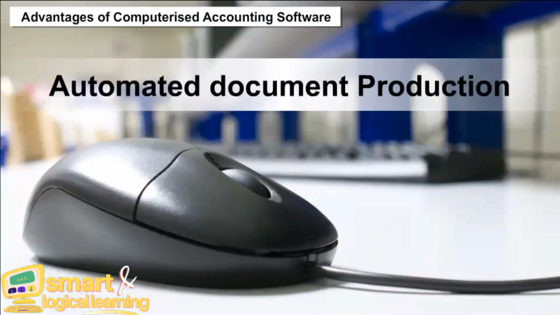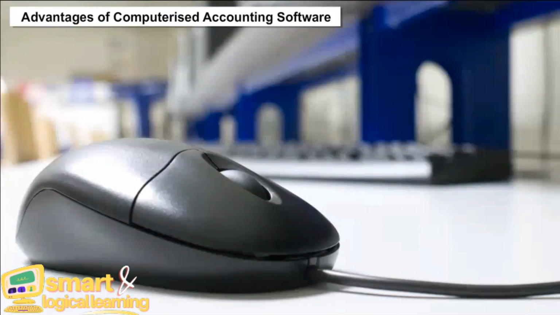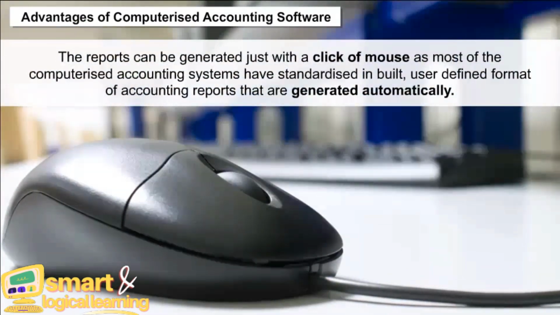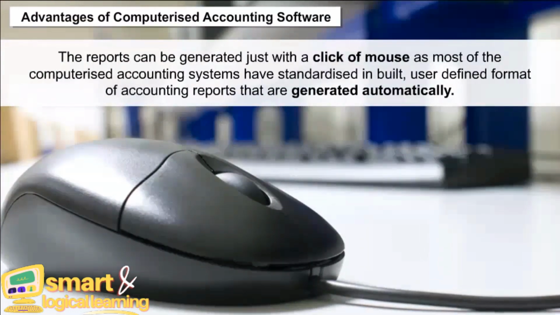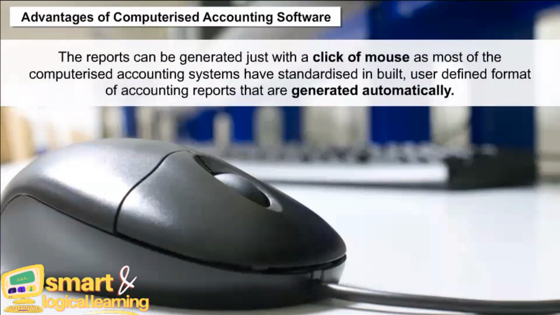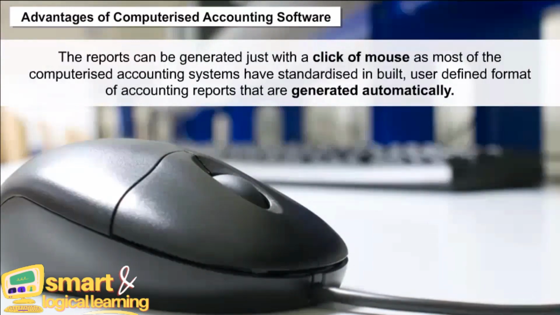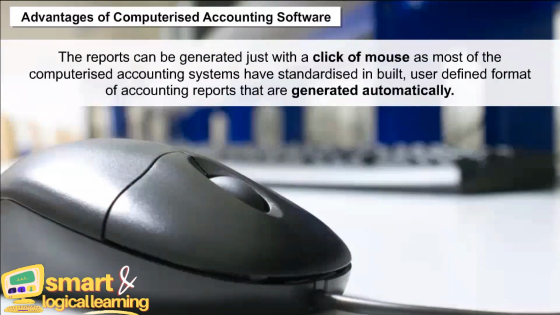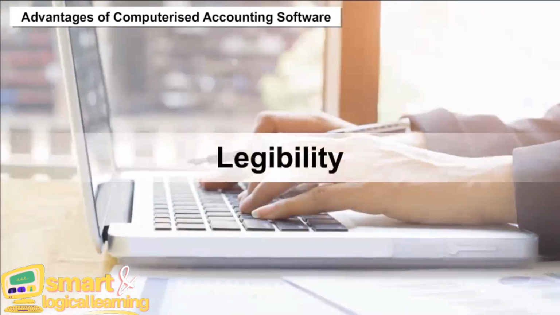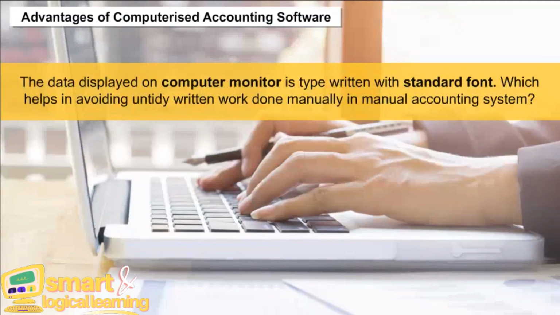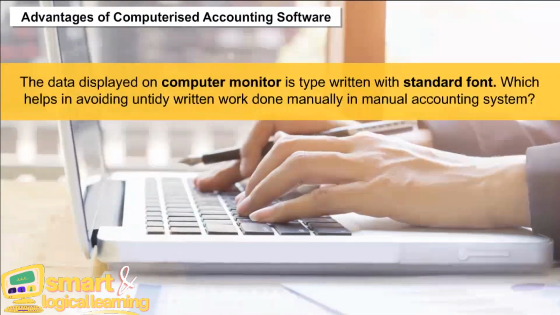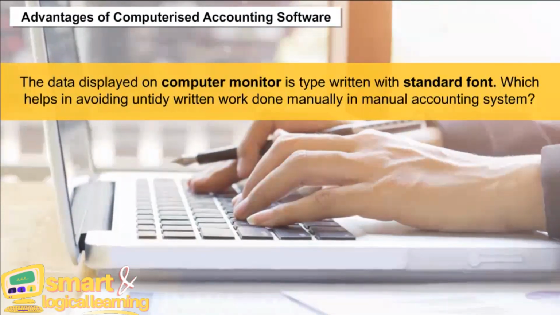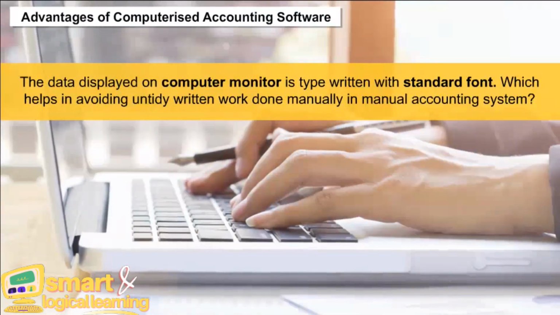Automated document production. In computerized accounting system, the reports can be generated just with a click of a mouse, as most of the computerized accounting systems have standardized inbuilt user-defined formats of accounting reports that are generated automatically. Legibility. The data displayed on a computer monitor is typewritten with standard font, which helps in avoiding untidy written work done manually in manual accounting system.